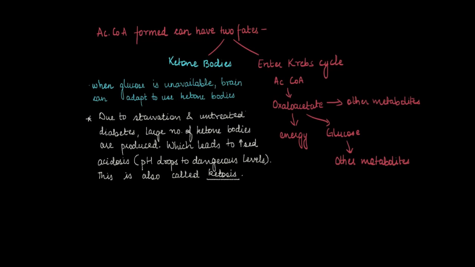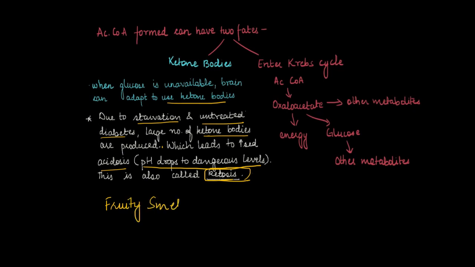Now when are ketone bodies produced? They are produced during severe starvation or untreated diabetes. When glucose is unavailable, even the brain can adapt to use ketone bodies for energy. When, due to starvation and untreated diabetes, a large number of ketone bodies are produced, this leads to acidosis, which is also called ketosis. The pH drops to dangerous levels. So this is the process of ketosis. And people in whom ketone bodies are formed have a fruity smell, and this fruity smell is because of acetone. Acetone comes into their breath.